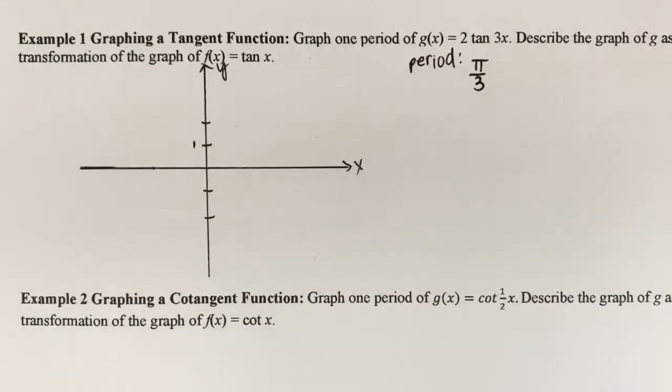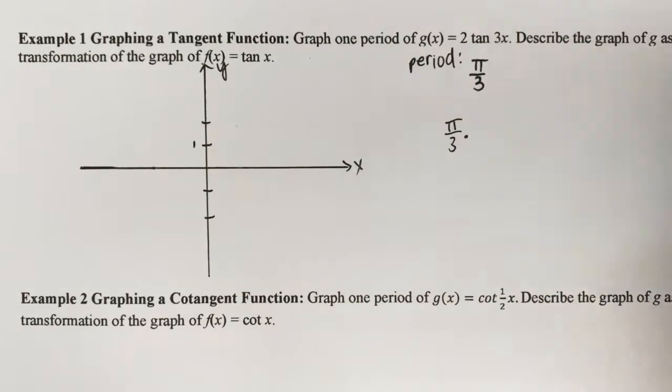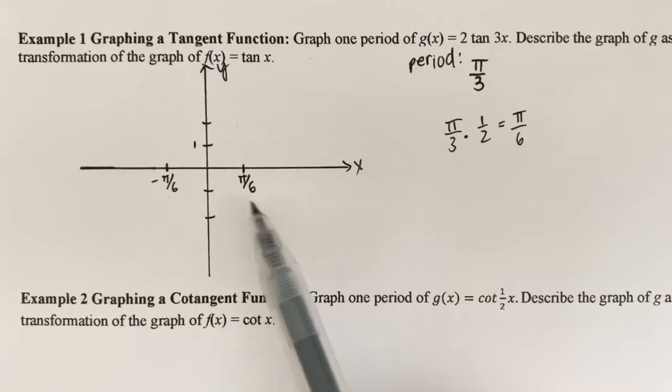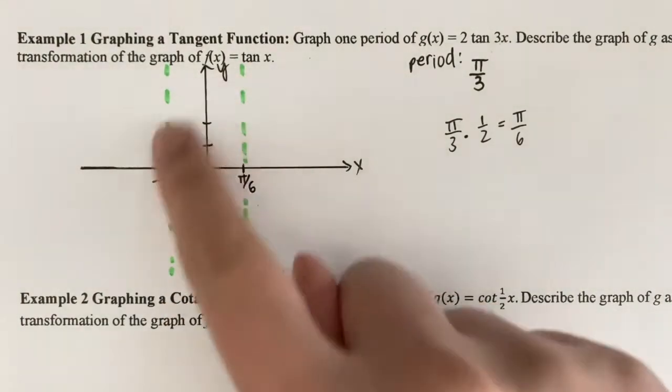We next want to find the vertical asymptotes, and the vertical asymptotes are going to occur at multiples of half of our period. So we want to take our period and multiply it by 1/2, and we get pi over 6. So all of our vertical asymptotes are going to occur at odd multiples of pi over 6. I've marked pi over 6 on my graph, and we are going to draw some vertical asymptotes at those x values. We are only asked to graph one period of our function, so we only need to graph one section.